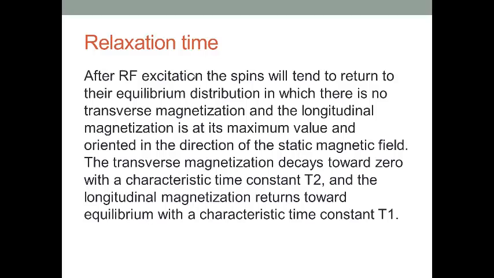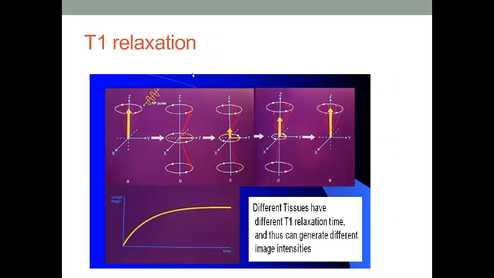Let's explain it this way. Let's first explain the T1 relaxation. After that we can know what relaxation time is. So first, the protons create a net magnetization. It's here, the yellow line.